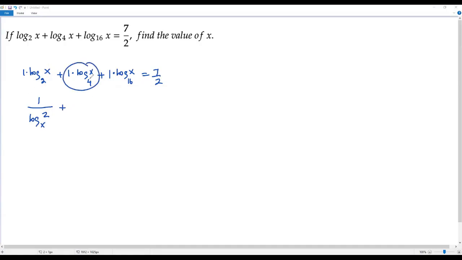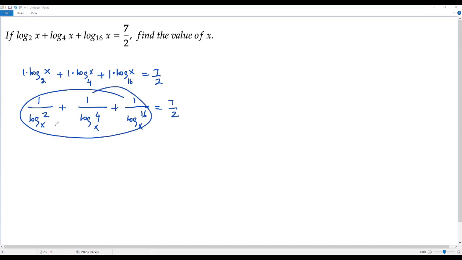The same process we have to do for this one. In that case, I'm getting 1 over log 4 to the base x, and here I'm getting 1 over log 16 to the base x equals 7 over 2. So here you may have a question, why do I do such a thing? Because I need the same base for all the logarithms. For that purpose only, I moved each logarithm to the denominator.